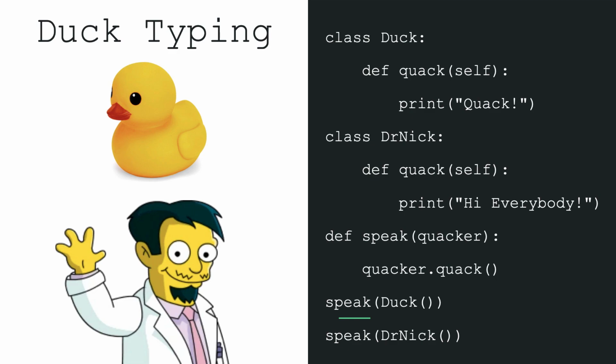So again, this is where Python's dynamic nature is actually pretty powerful. You can substitute one kind of object for another, and Python is like, cool, man, you've got a quack method? I'll call it, because it's there. So both of the calls at the bottom, where you have a duck object and a Dr. Nick object, one will say quack, and the other will say, hi, everybody. It will do what you would expect it to do in this case.